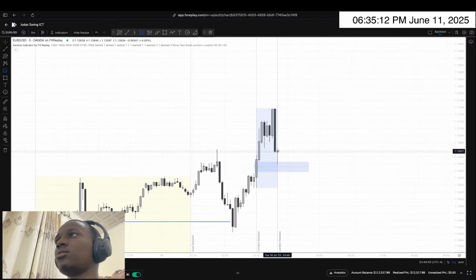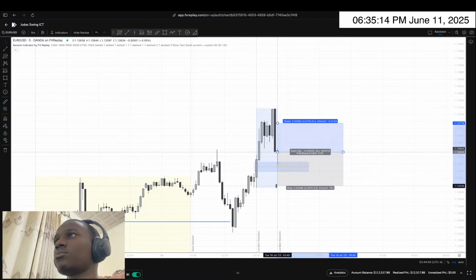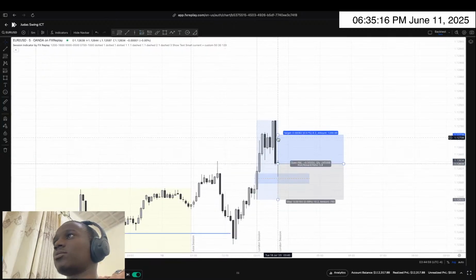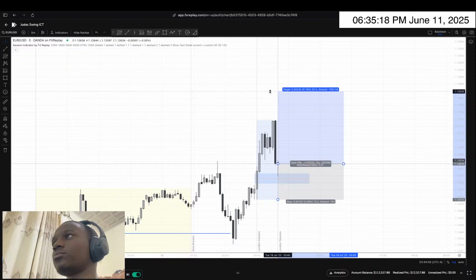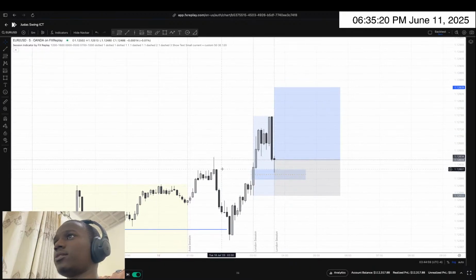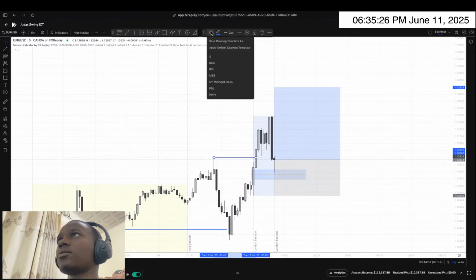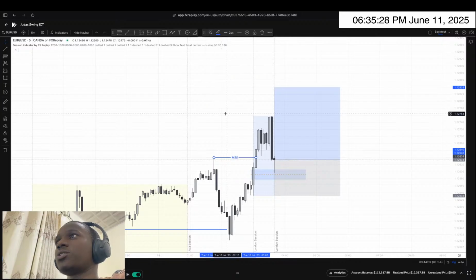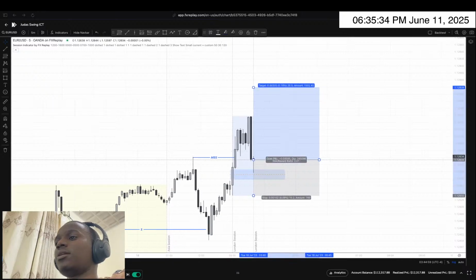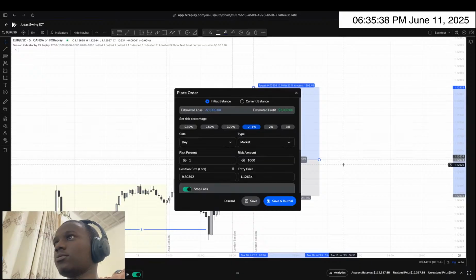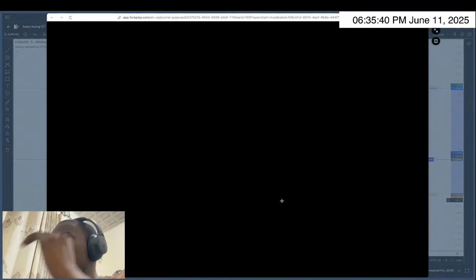So we'll take a long. Stop loss will be right here. Take profit will be like 1 to 2. Good. And I think that will also mark this MSS here. I will have my market structure shift. Good. And this will be my sweep of liquidity. So now I'll buy here. Okay. I'll risk 1% as well.